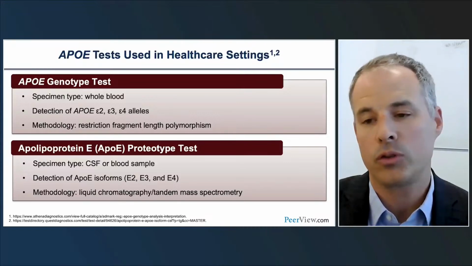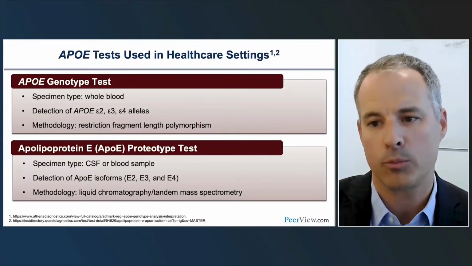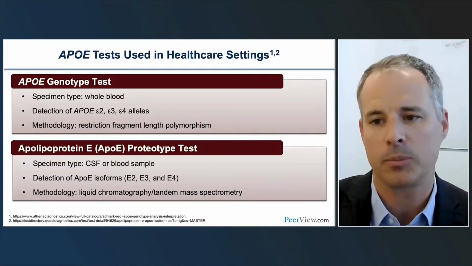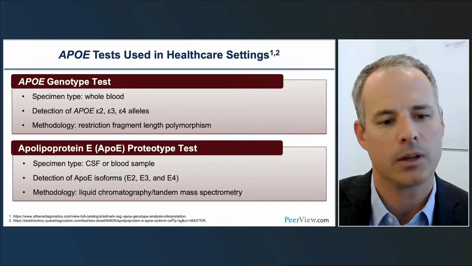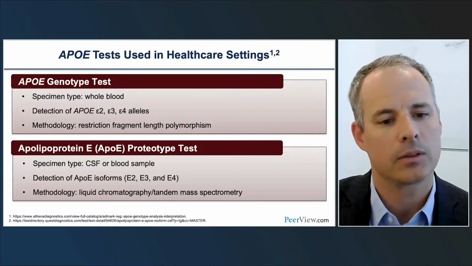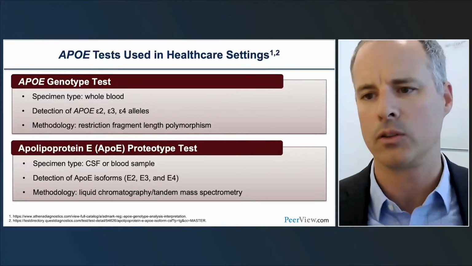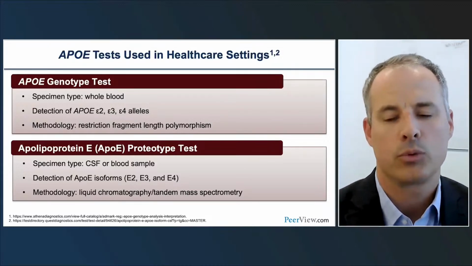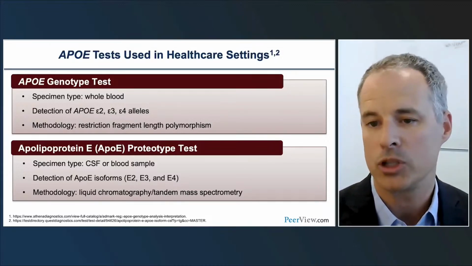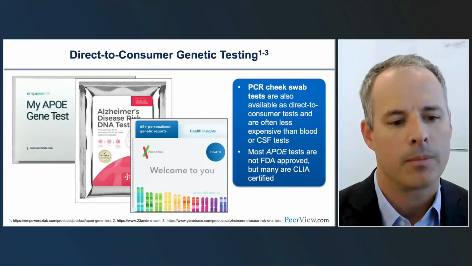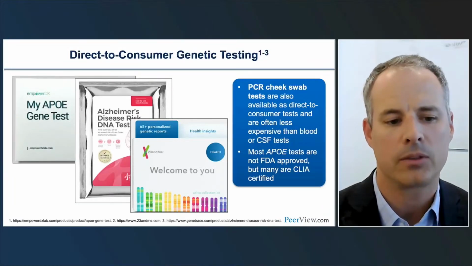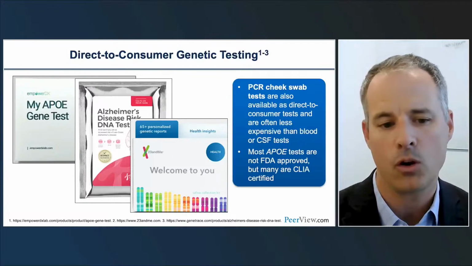There are ApoE proteotype tests. So these look at the protein itself, often using mass spectrometry. This can be done in CSF or blood. There's several companies doing this, and it's considered a very accurate way to determine your ApoE proteotype, which tells you what your ApoE genotype is. There are also PCR-based cheek swab tests that can be done at home.